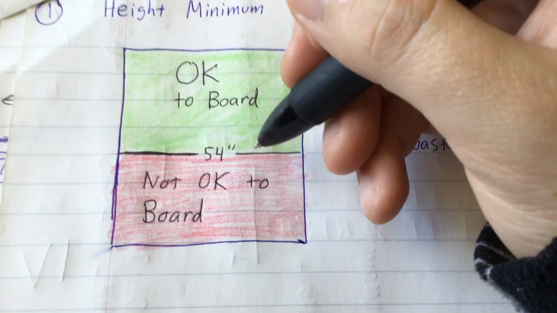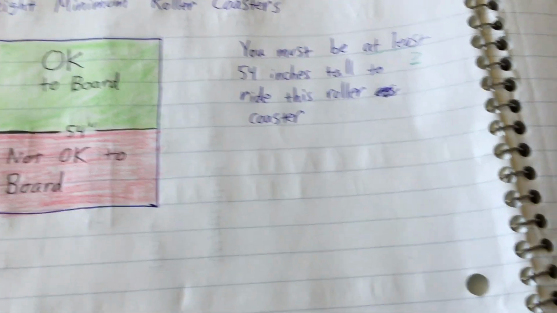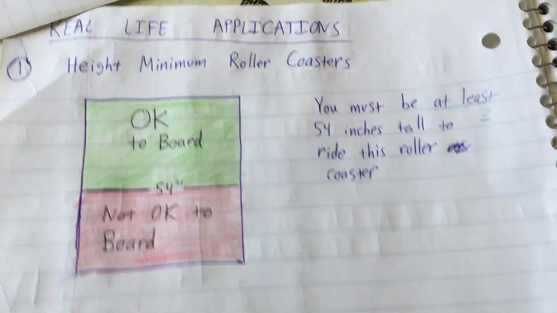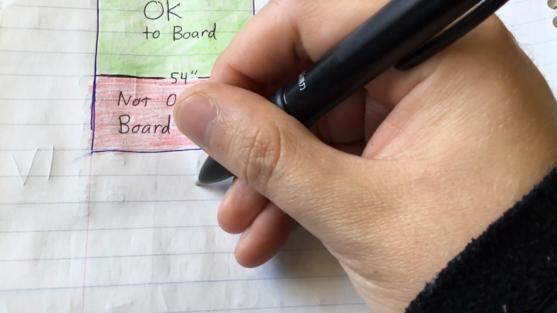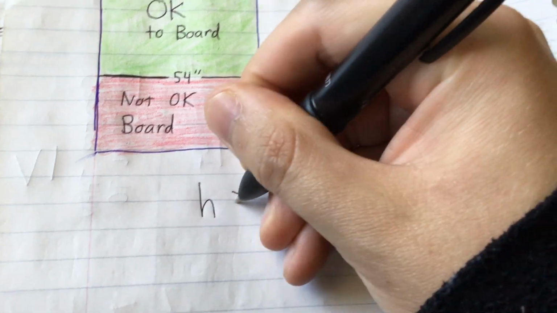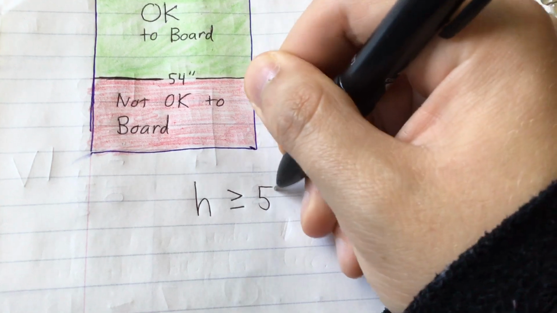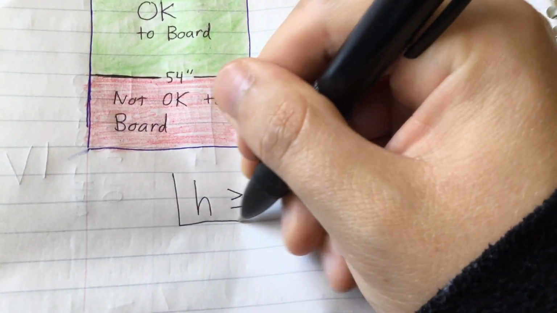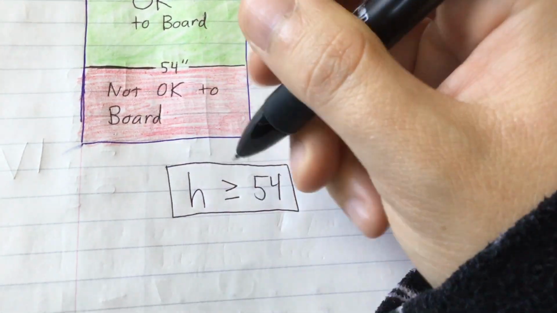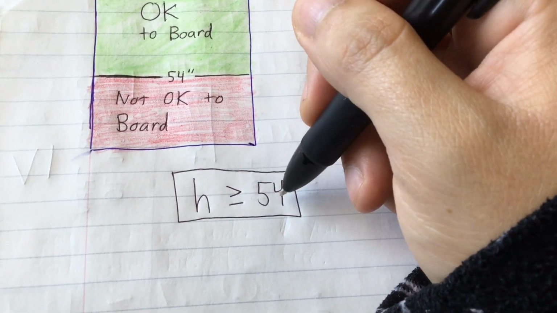Yes. If my head reaches this black line, I can ride the roller coaster. So again, you can use X if you'd like. So in other words, I'm going to pick H. So what does this mean? It means that my height needs to be greater than or equal to 54 inches for me to ride this roller coaster. So if H is 54, 54 is greater than or equal to 54?